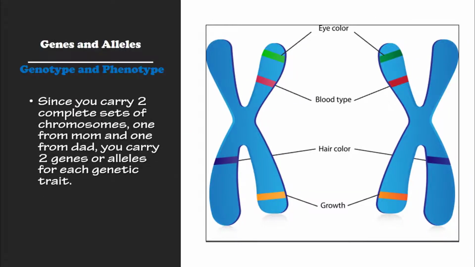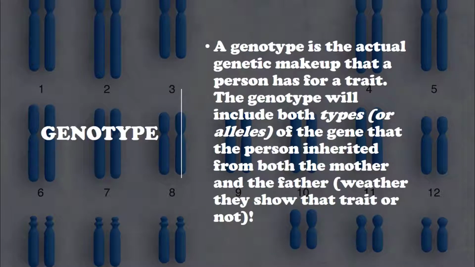Since you carry two complete sets of chromosomes, one from mom and one from dad, you carry two genes or alleles for each genetic trait. So, what determines what trait you will display? A genotype is the actual genetic makeup that a person has for a trait. The genotype will include both types or alleles of the gene that the person inherited from both the mother and the father, whether or not they show the trait.